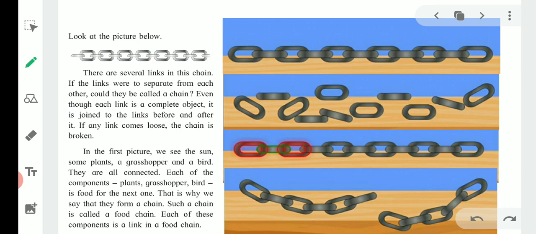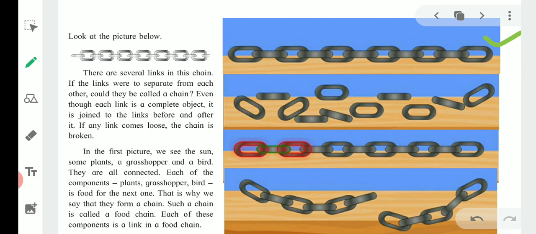Here, look at the picture below on page number 20. There are several links in this chain. If these links were to separate from each other, could they be called a chain? Here you see a chain in this picture.